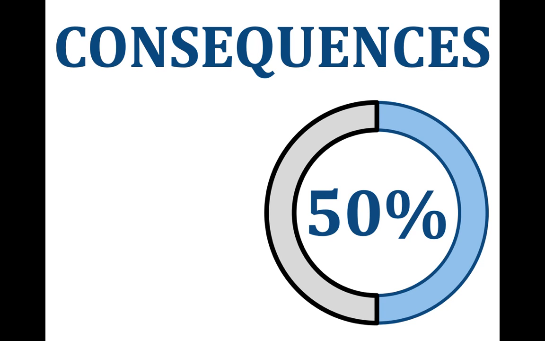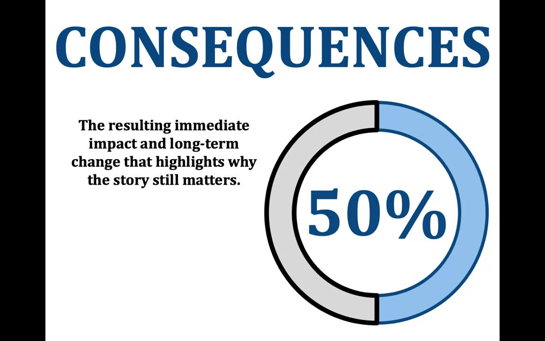But you also have to balance that with long-term change. Oftentimes people hear about things that matter in their day-to-day lives that don't necessarily affect them directly. But unless there is long-term change, unless there are long-term adjustments to some of the things that we saw in the background section, the context section, then again, we aren't necessarily certain that there are significant historical changes. So in the consequences section, to summarize, these are the resulting immediate impact and the long-term change, which highlights why the story still matters today.